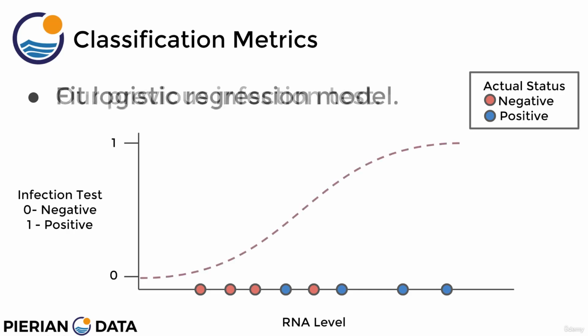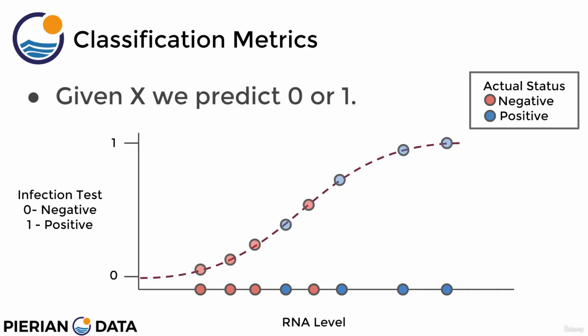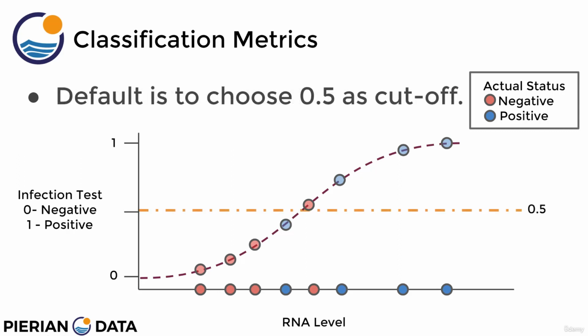And so off of this training data, what we're going to do is fit a logistic regression model. And then, given some X feature, that is the RNA level, we predict a 0 or 1. So this is obviously a very simple logistic regression with just a single feature. Now the default cutoff point that we chose and talked about earlier was 0.5. So let's imagine that we chose the default 0.5 as our cutoff. That means anything above 0.5 we'll go ahead and classify as a positive infection. Anything below 0.5 we'll classify as negative.